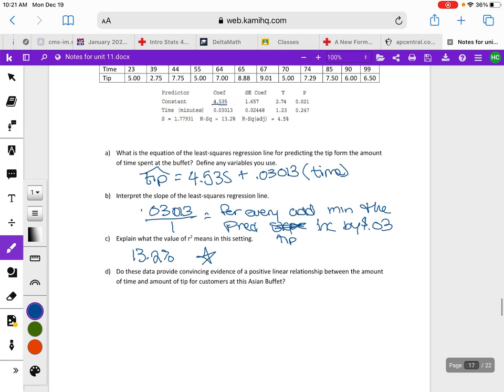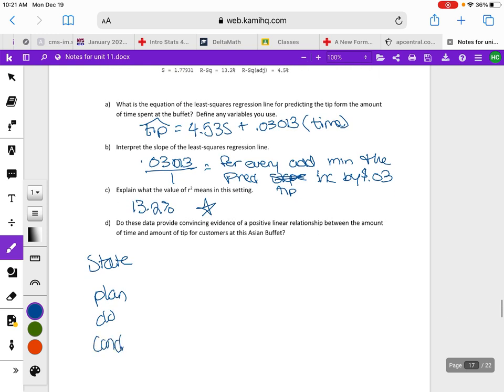And then we have the do these data. So you still have your state, your plan, your do, and your conclude. In your state, you have your hypothesis, so you have your null and you have your alternative. In the null, we have that b sub 0 equals 0, so there's no slope. In this case, we want to see if there's a positive linear relationship, so that will be greater than 0, where beta equals, put that in context. Plan: name and conditions.